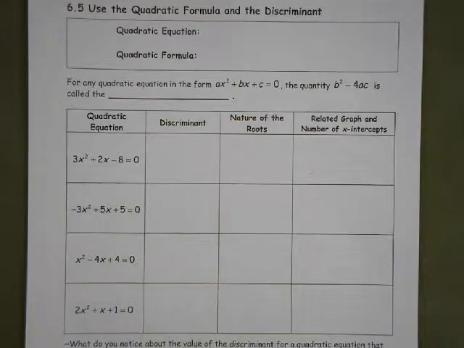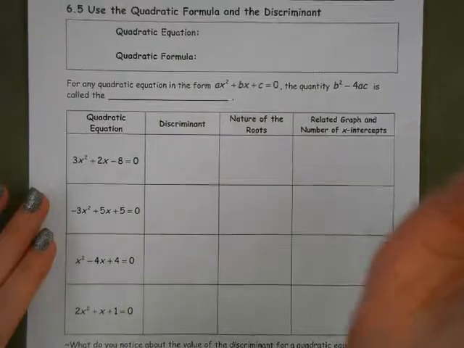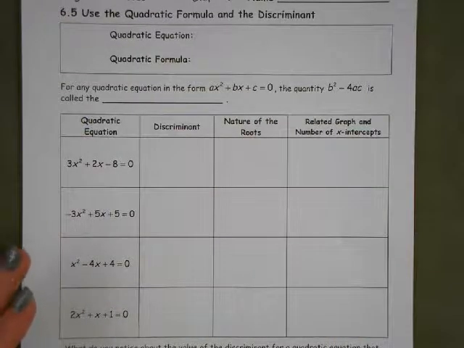Which then ties into graphing. Okay, so we're on the fourth of the 5. We've done square roots, factoring, completing the square, and then today we're going to do the quadratic formula, okay?